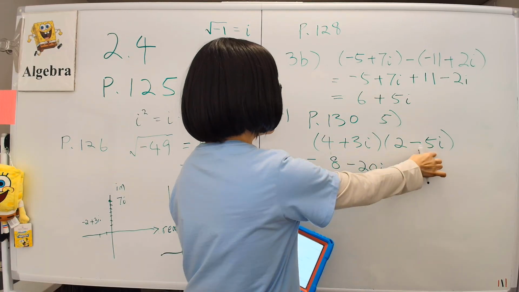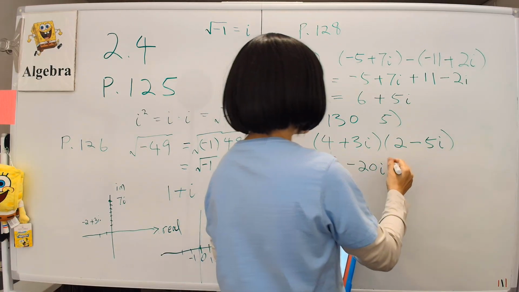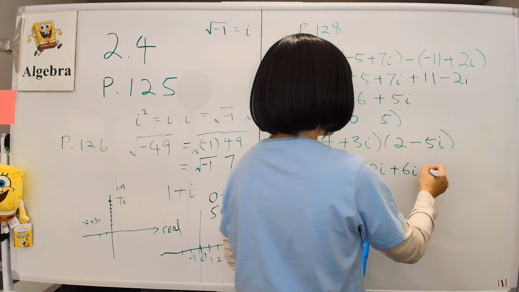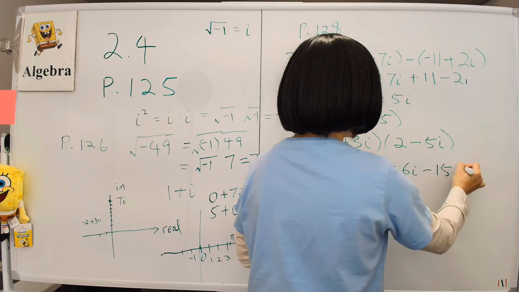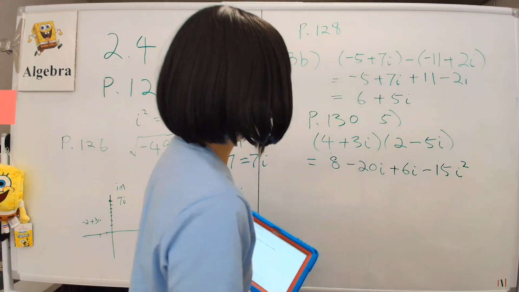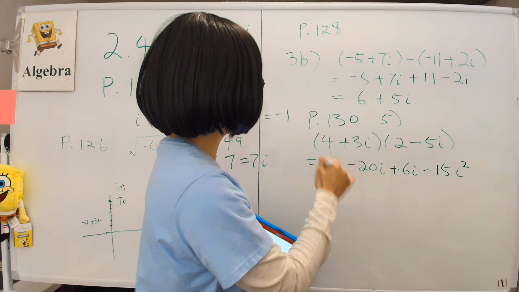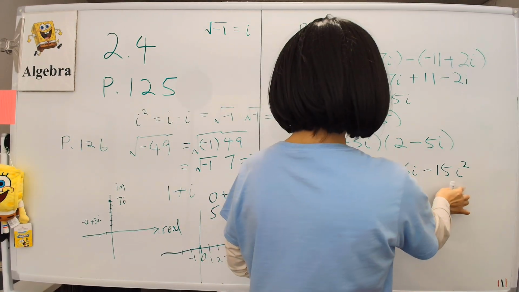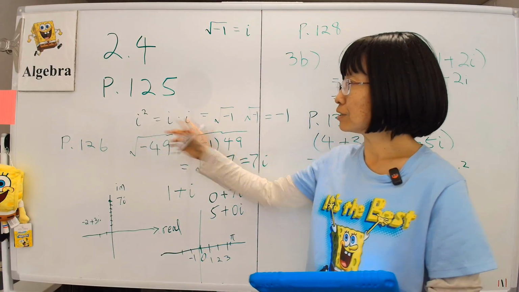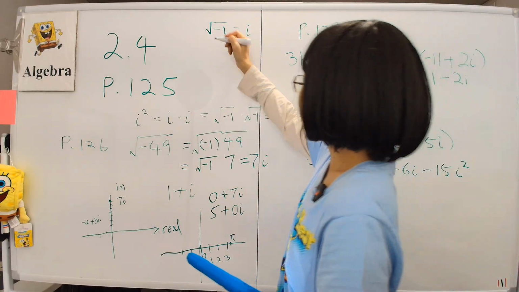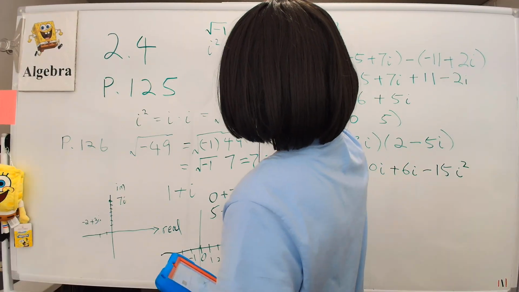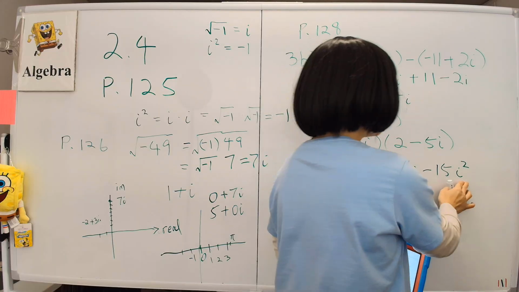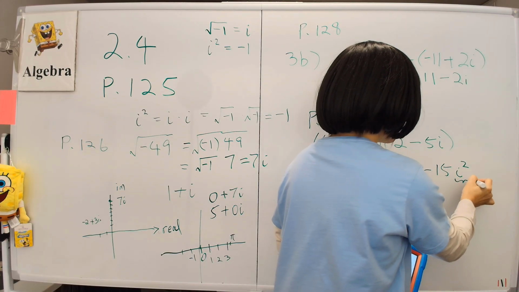Next guy shakes hands with all the guys here: plus 3i times 2 is plus 6i. And then plus 3i times minus 5i is minus 15i, but this time i is squared, just like x. Now, at this point, we will clean it up a little bit, but we're going to pay special attention to this. What is i squared? As I've mentioned before, i squared is negative 1. That's another way of saying square root of negative 1 equals i. So i squared equals negative 1. And whenever you see i squared, you have to immediately replace it with negative 1.